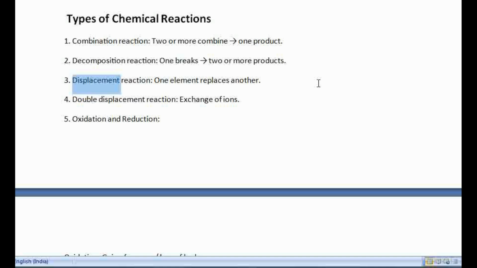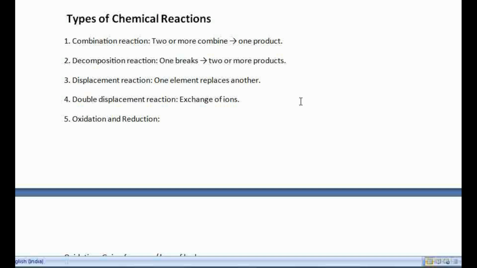Okay, and coming to the fourth one, double displacement reaction. It is nothing but exchange of ions. Double displacement reaction is nothing but exchange of ions. So there is an example for that: AgNO3 plus NaCl gives AgCl plus NaNO3.